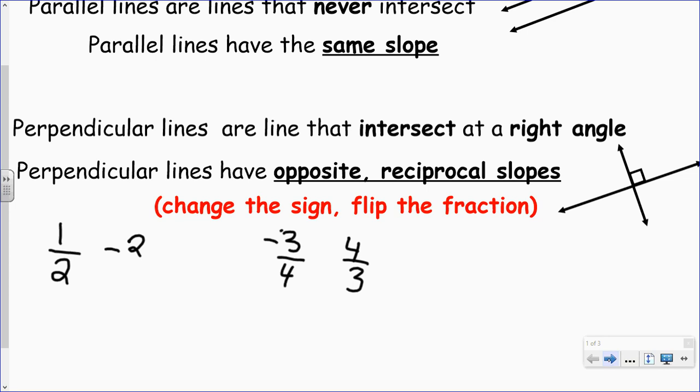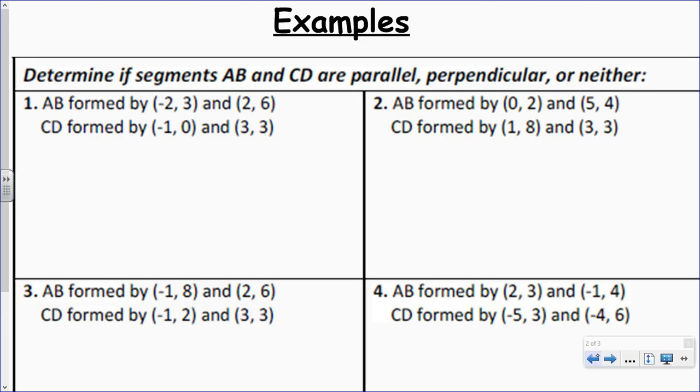All right, so let's do some examples on trying to determine if lines are parallel, perpendicular, or if they're not either one of those, then we consider that neither. So let's do some examples. In these examples, we want to determine if segments AB and CD are parallel, perpendicular, or neither. So what information do we need? We need to be able to find the slope. So let's find the slope of AB.